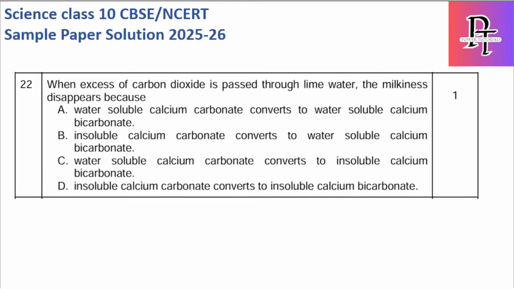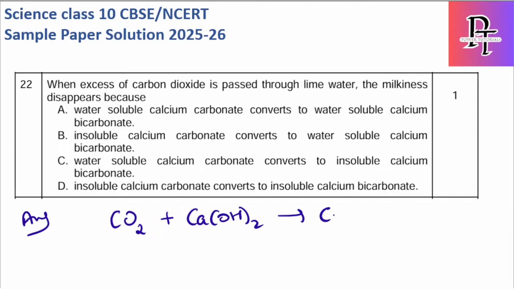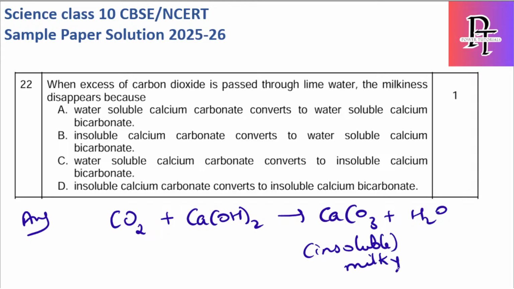Next, move to 22nd. When excess of carbon dioxide is passed through lime water, the milkiness disappears. Why? For this we need to understand the reaction. If carbon dioxide is reacted with lime water, which is Ca(OH)2, it forms CaCO3 plus water, which is insoluble in water, and it is milky.